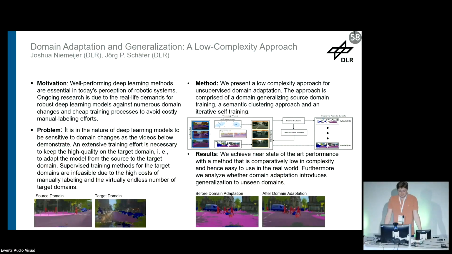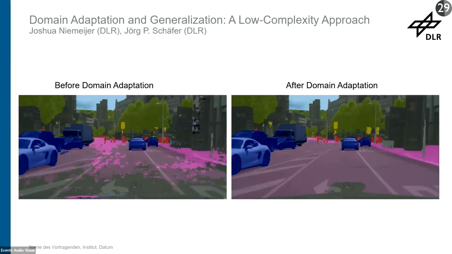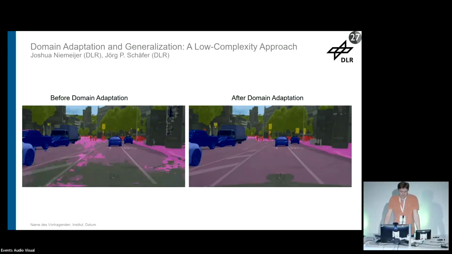Hi, my name is Joshua from DLR, and our work is on unsupervised domain adaptation and semantic segmentation. As you can see on the bottom left, if you train on a certain source domain with annotated data, this model performs quite well. But if you shift then to a quite different target domain, the performance deteriorates quite quickly. We cannot bridge this gap via manual annotations, since especially for semantic segmentation, this would mean a lot of effort, and there's an infeasible amount of domains.